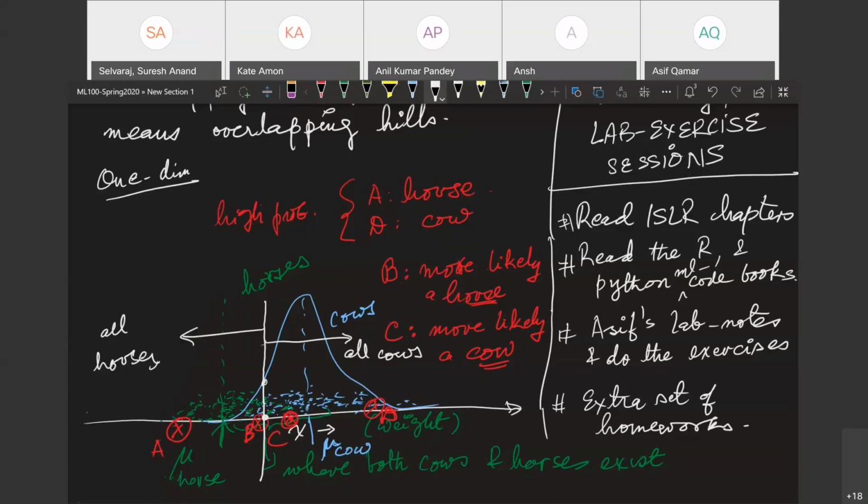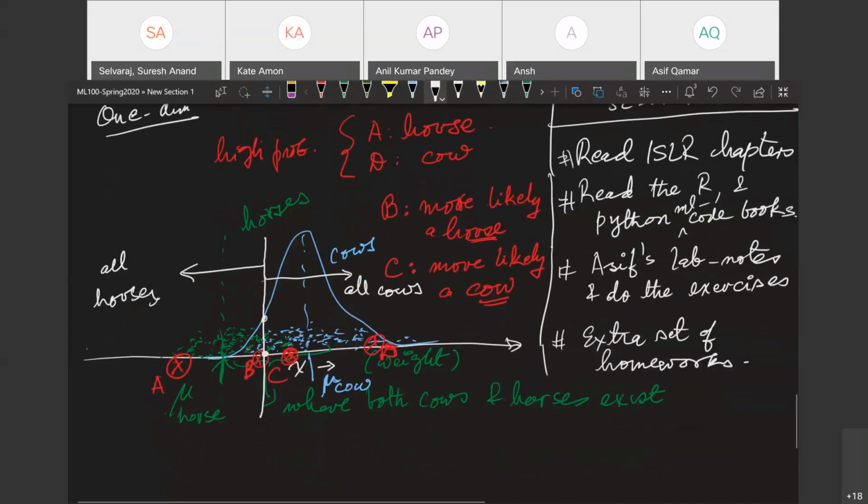Now, what is the technical name for something that divides a feature space into partitions, one for each class? What do we call it? Decision boundary. Excellent. So this is our decision boundary. Now, let us generalize this to higher dimensions.